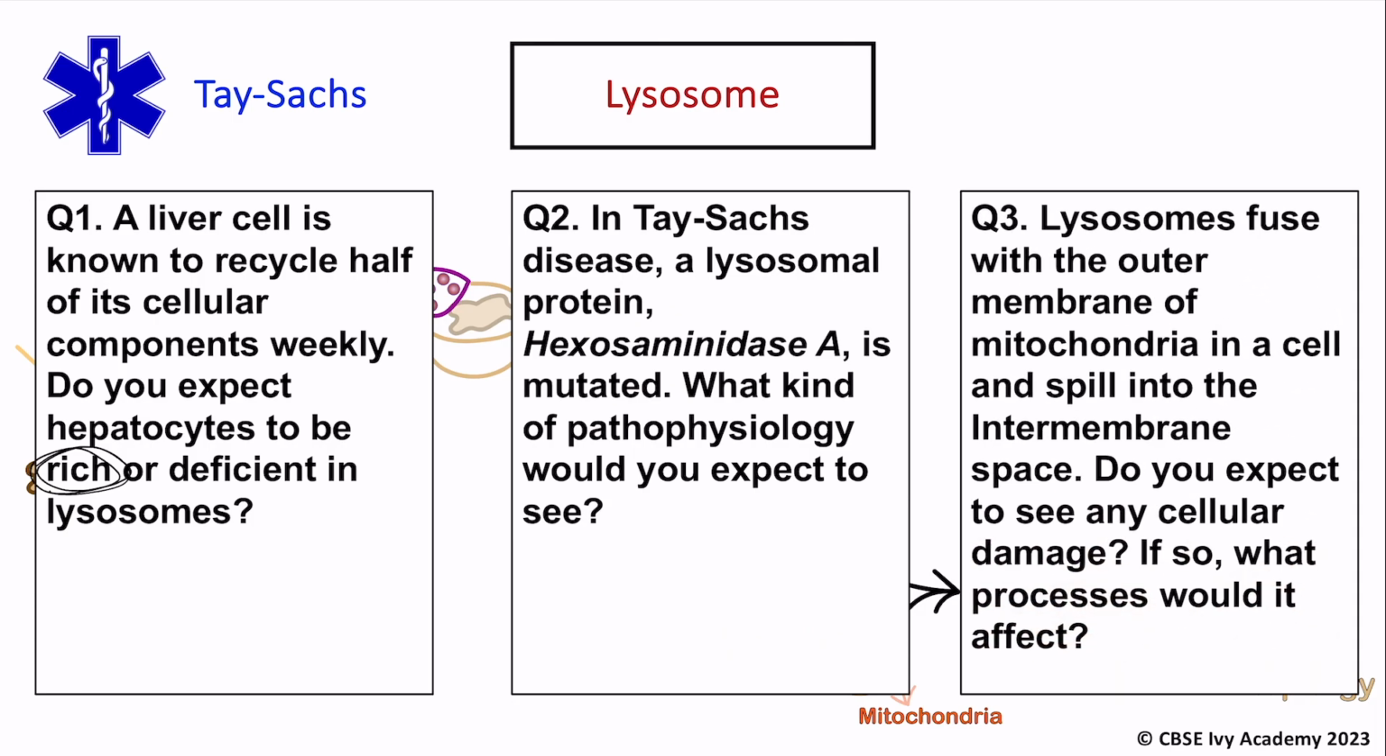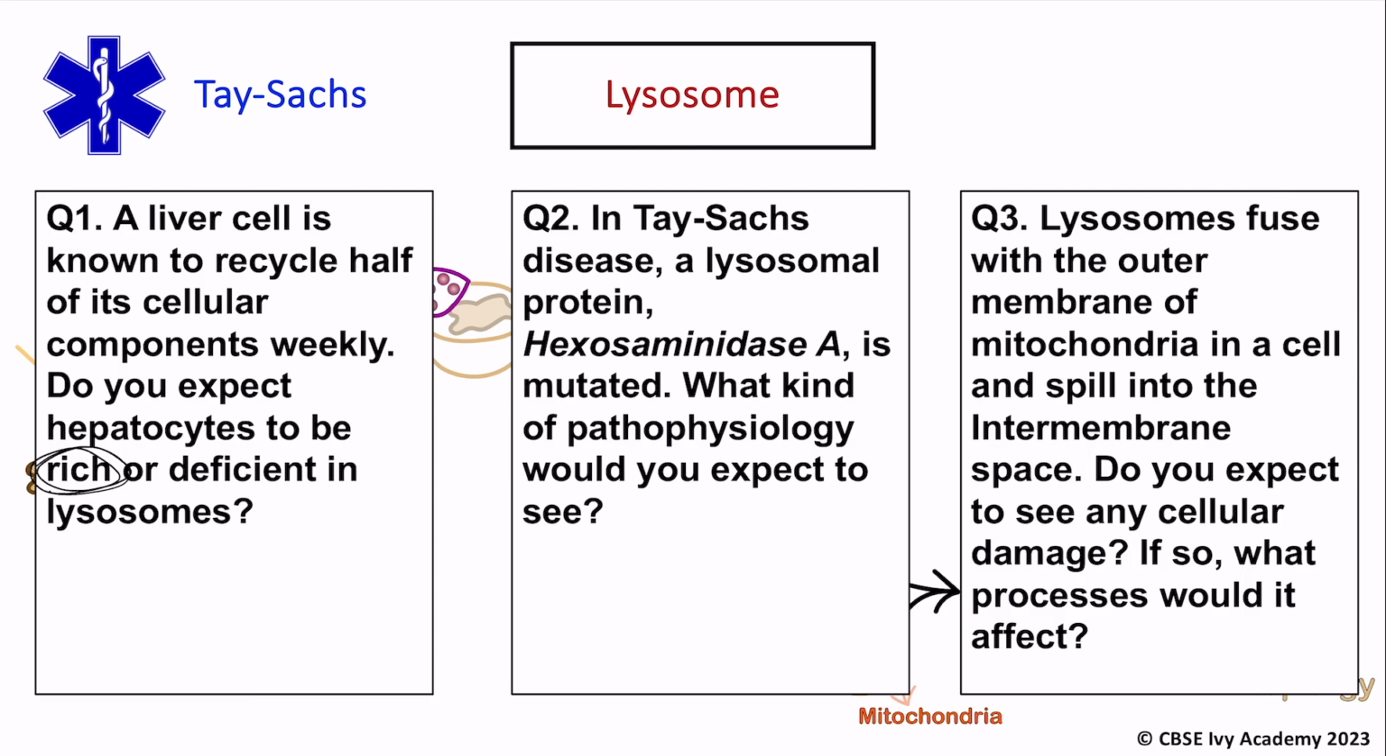Okay, third question. If lysosomes fuse with the outer membrane of a mitochondria in a cell, and say that the components spill into the intermembrane space, would you expect to see any cellular damage? And if so, what cellular process would it affect?